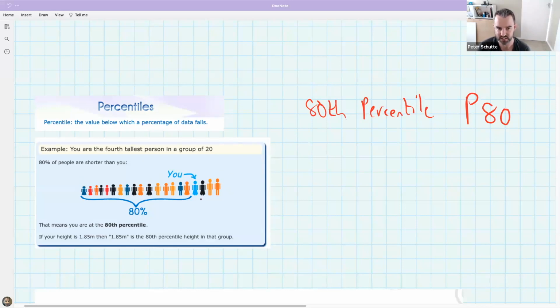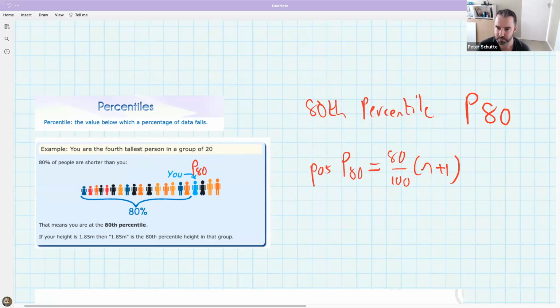And what P80 is, and the drawing is showing you this, P80 is here. And what that means is that 20% of the people are above. So 20% of the people are above P80 and 80% are below. So this is 80% of the way through the data. Now, how do we find the 80th percentile? All we do is use a very similar formula. So first of all, the position of P80 is just going to be 80 over 100 times n plus 1.